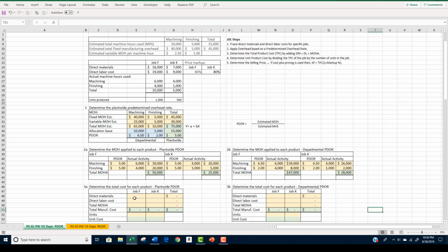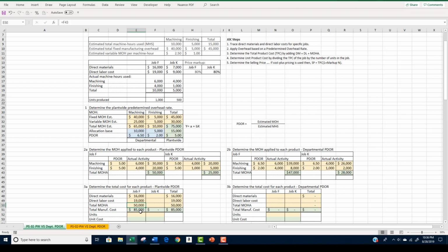For job F, we look up and bring down the direct material cost of $16,000. We bring down the direct labor cost of $19,000. And then we look above and bring in the $50,000 that we had calculated for manufacturing overhead applied. Adding the three cost components gives us a total product cost of $85,000.